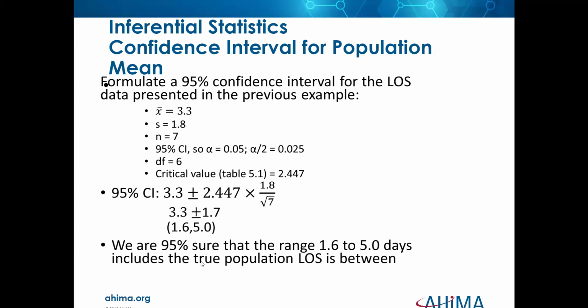So that gives us 1.6, as you can see in this set of data down here. 3.3, which is the average, plus or minus 1.7. So if we add 3.3 plus 1.7, we get 5. We subtract 1.7, we wind up with 1.6. So in other words, we're 95% sure that the range is going to be from 1.6 to 5 days.